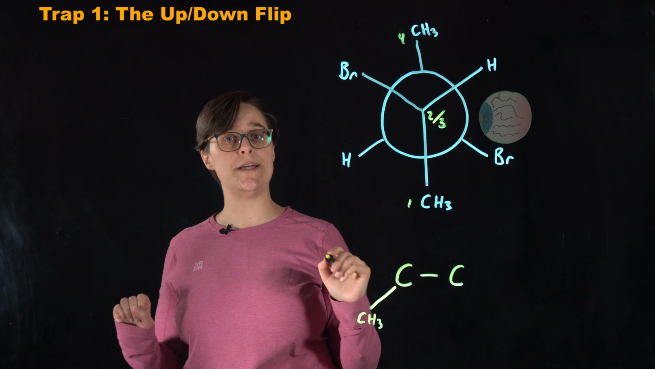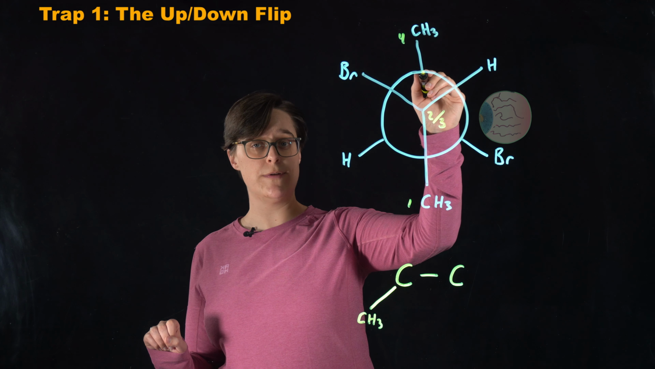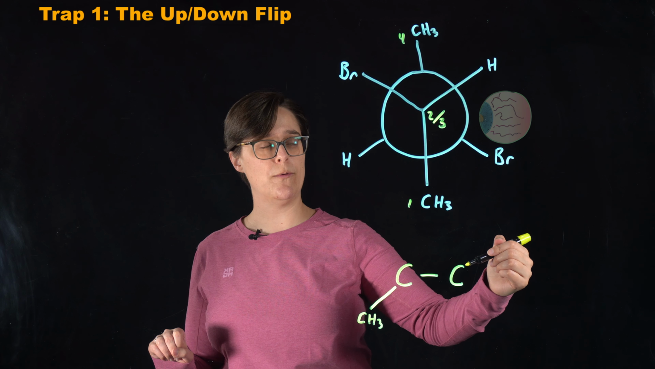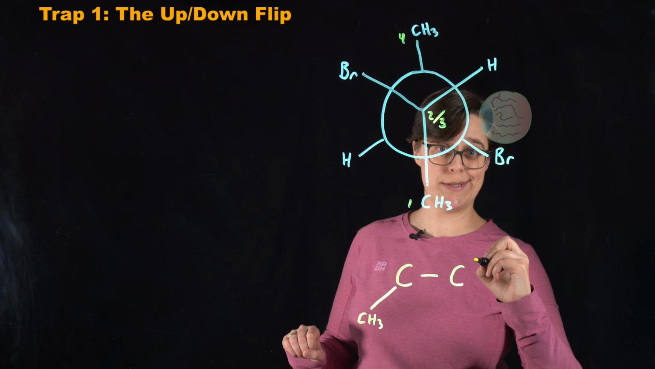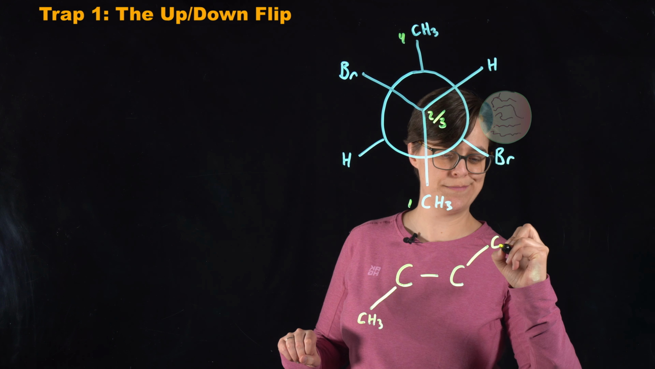Same thing for this CH3 group at the top. It's coming from the outside of the circle, so it's on carbon 3, the one in the back. And up is up, but it's not straight up. It's a little bit of a zigzag out to the side.